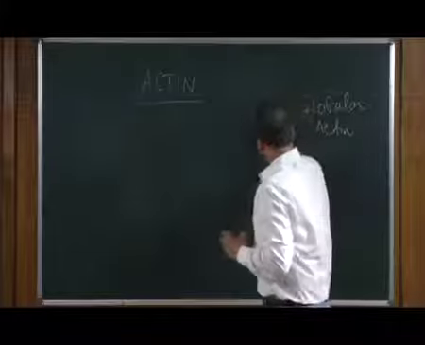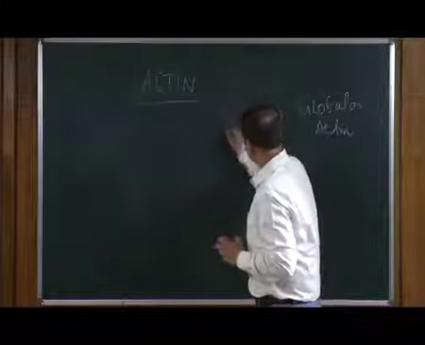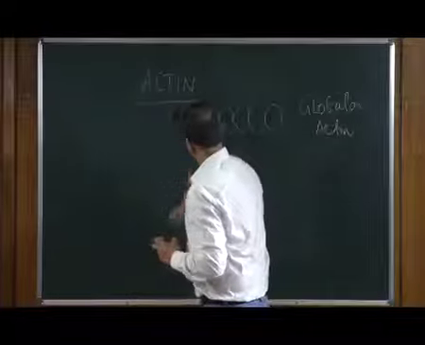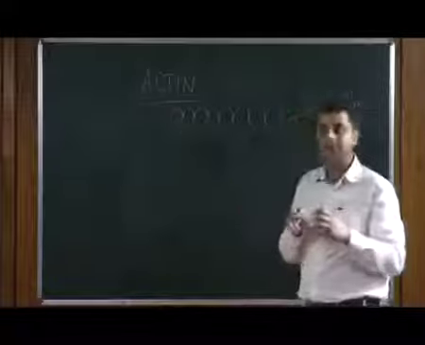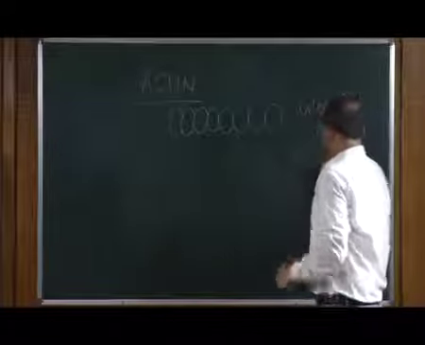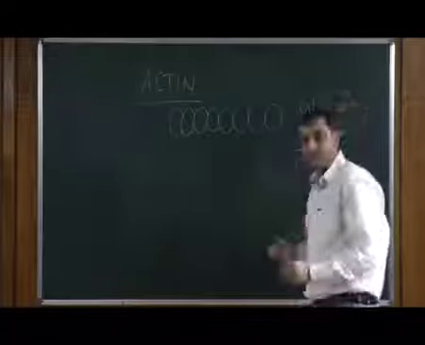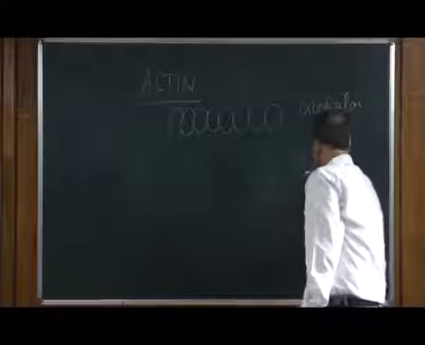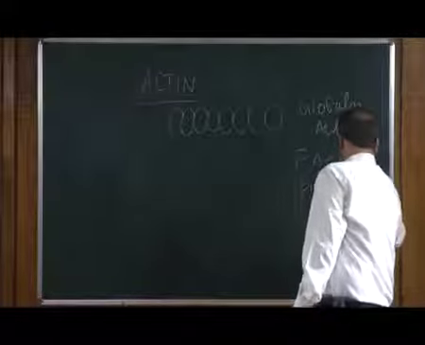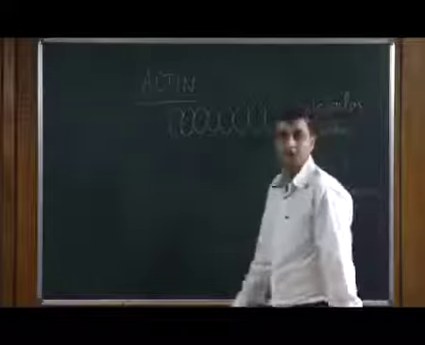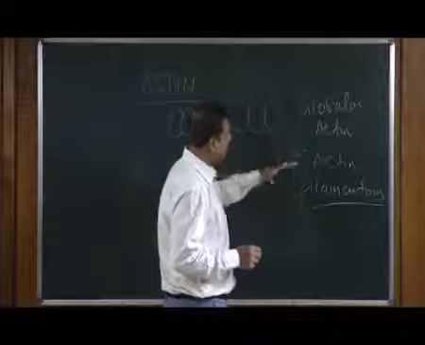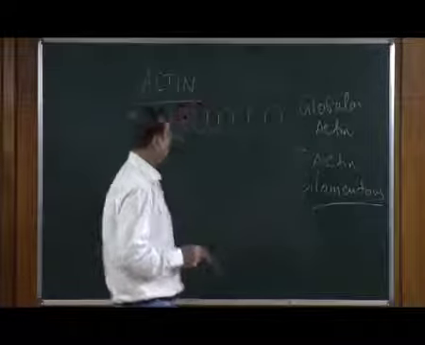Now, if we add a lot of the globular form of actin, we will make a filament. So, basically, if we add a lot of globular actin, we will make F actin, which is nothing but the filamentous form of actin. So, we have two forms of actin: one is called globular actin, G actin, and the other is F actin, which is the filamentous form of actin.